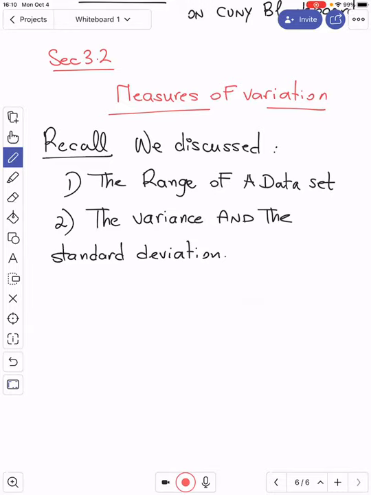So the idea is that the variance and the standard deviation, in some sense, show how much your data values differ from the mean. I'll just remind you the steps to compute the variance and the standard deviation.